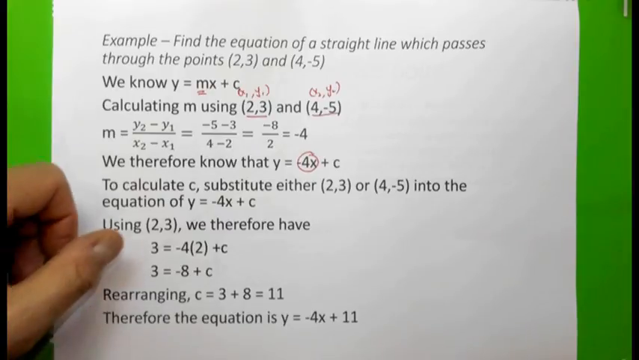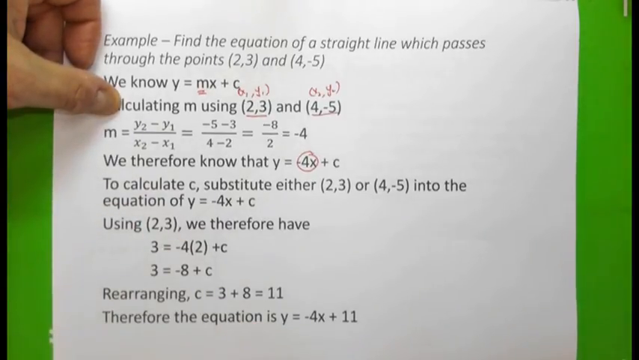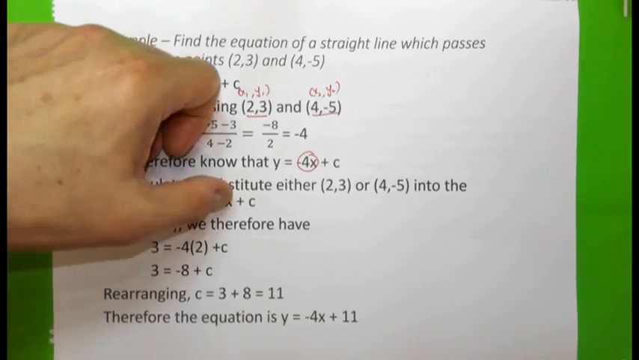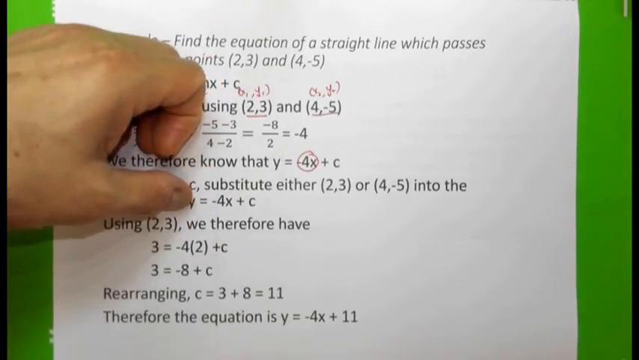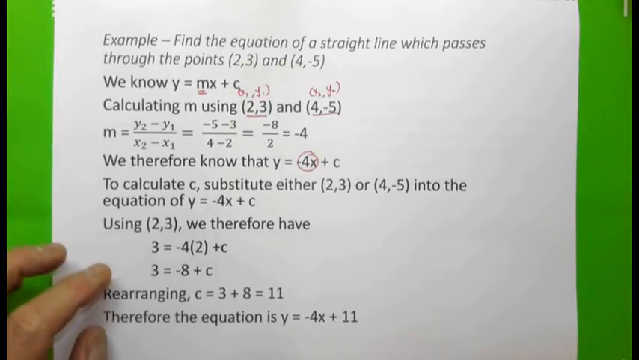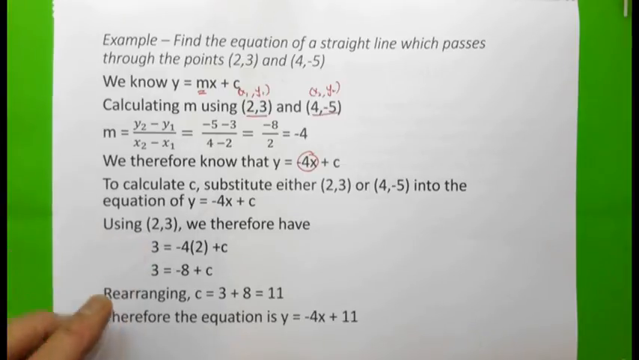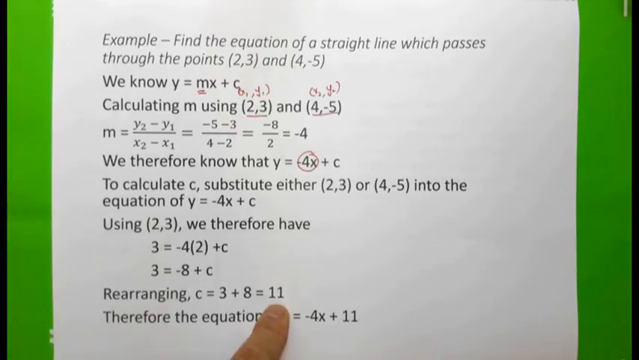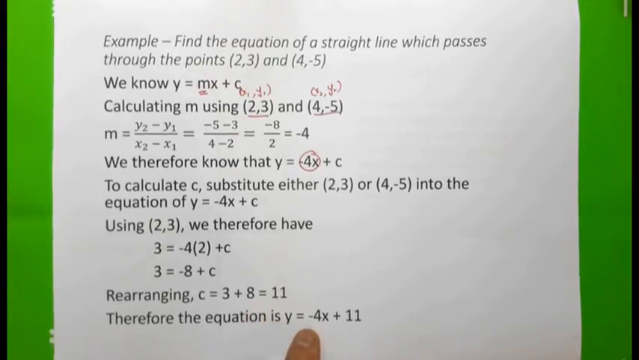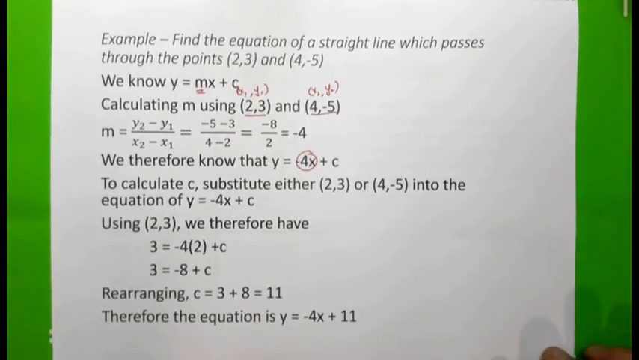So let's use the first point, (2, 3). If we substitute 2 for x in minus 4x and 3 for y, we obtain the following. 3 equals minus 4 times 2 plus c. Manipulating and rearranging, c therefore equals 11. And the equation is y equals minus 4x plus 11.